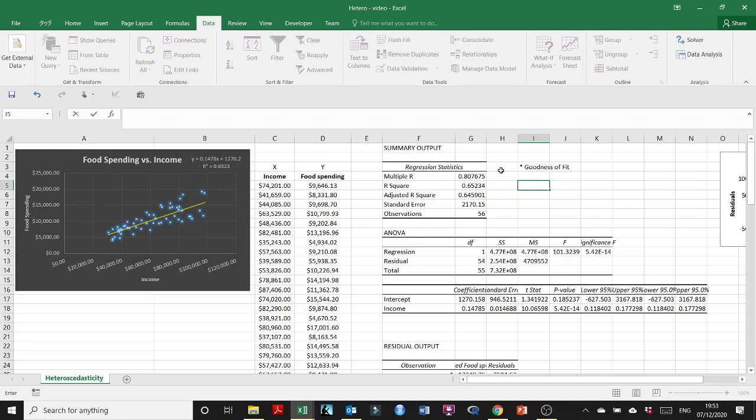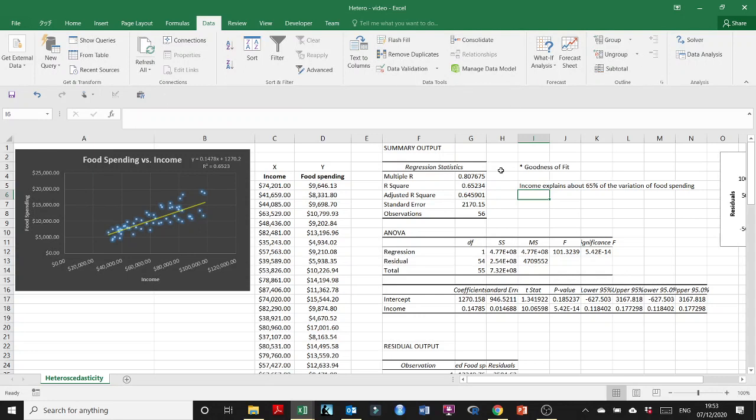So over here we can just say that, we usually say the model, and here the model includes only one independent variable. So the model, or income, explains about 65% of the variation of the dependent variable, which is the variation of food spending.